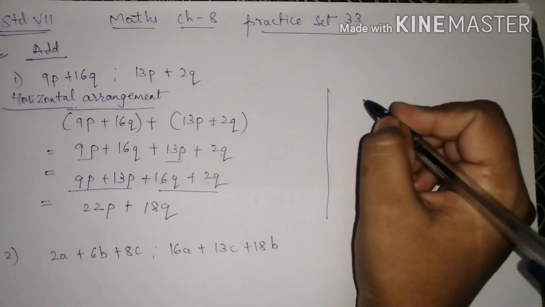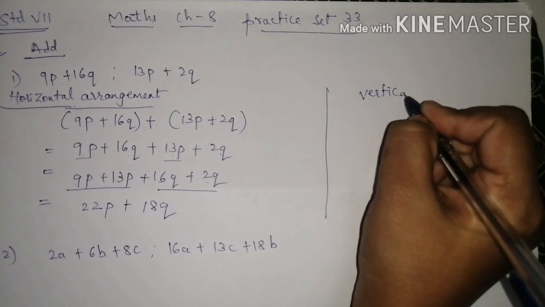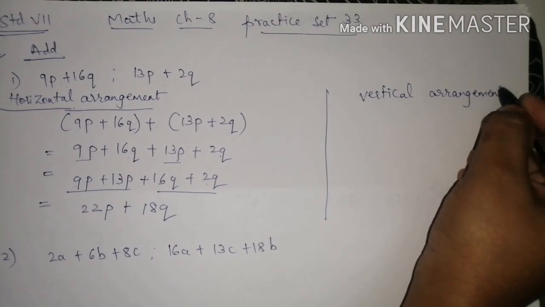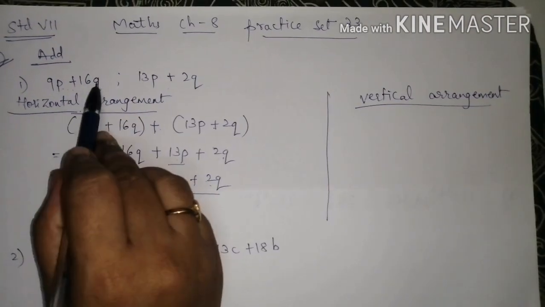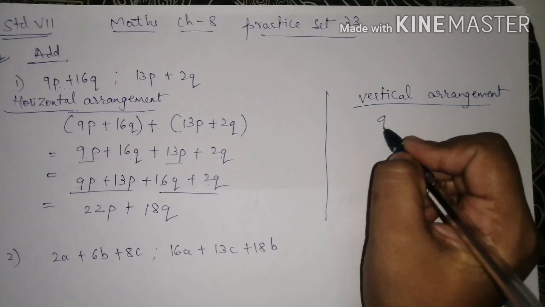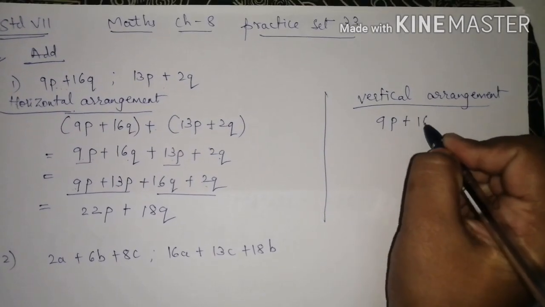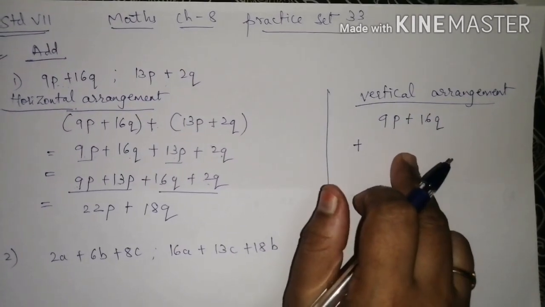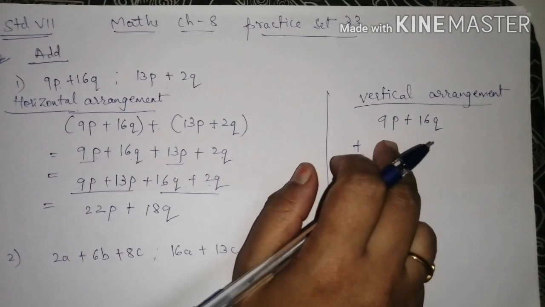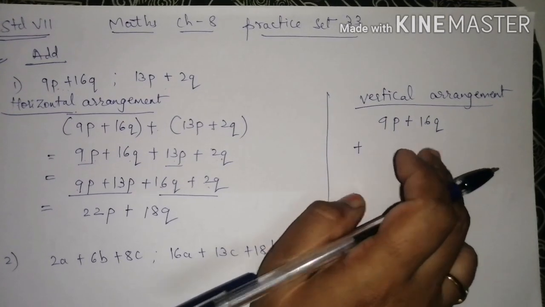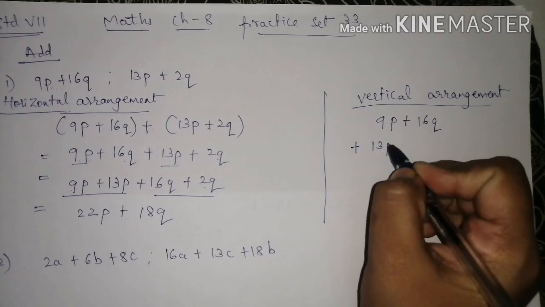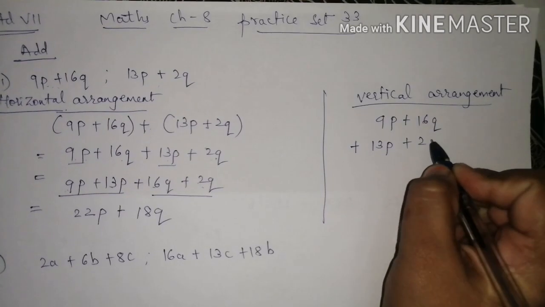Now here we will see the vertical arrangement also. You can solve by any one method. Vertical arrangement: first expression, write as it is above, 9p plus 16q. Plus, this expression should be written down, 13p. The p terms should be written together, the q terms together, like terms one above the other. So 13p will come here, plus 2q.